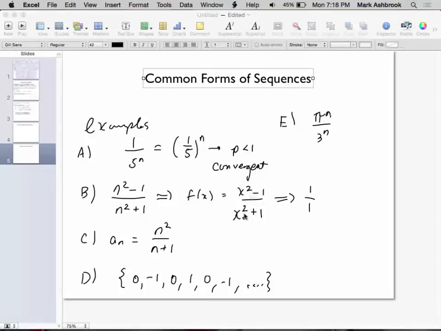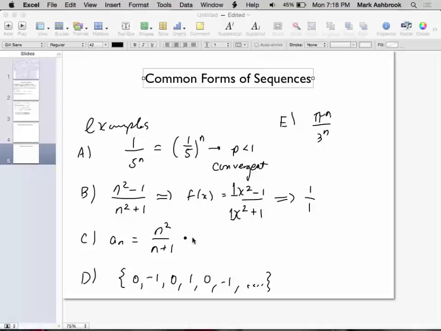That's because these degrees are the same. Right? If this was bigger down here, it's going to go to 0. And if this is bigger up here, it's not going to converge. It's going to be divergent to infinity. But if they have the same, then it's the ratio of the coefficients. 1 over 1.